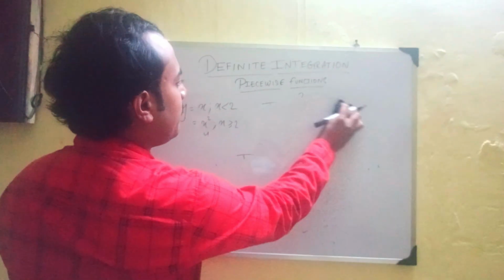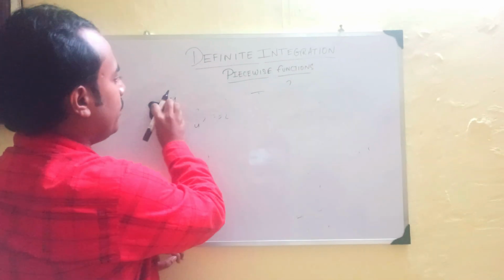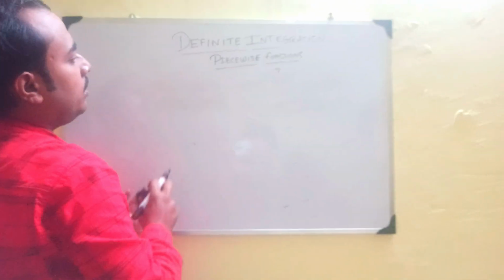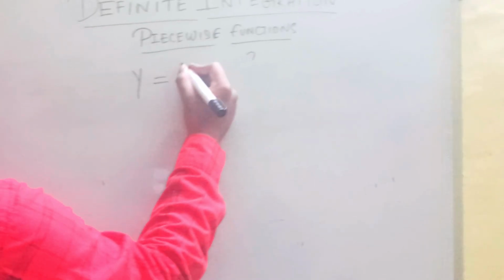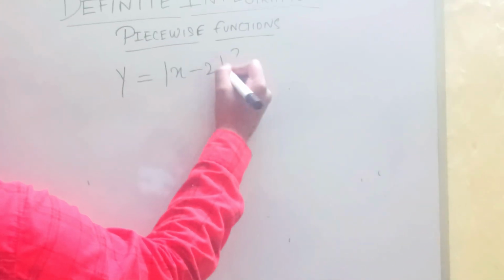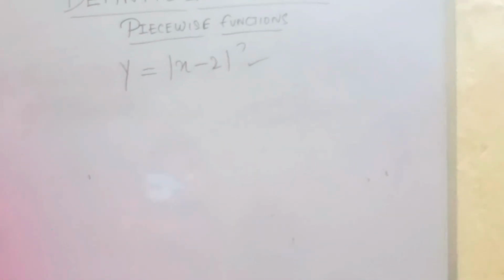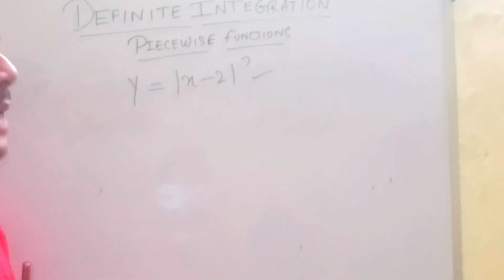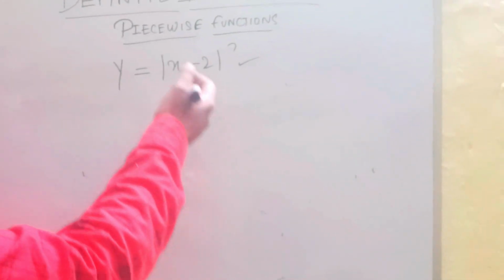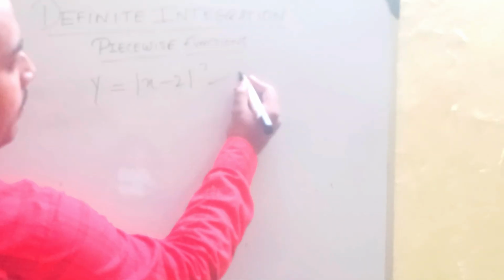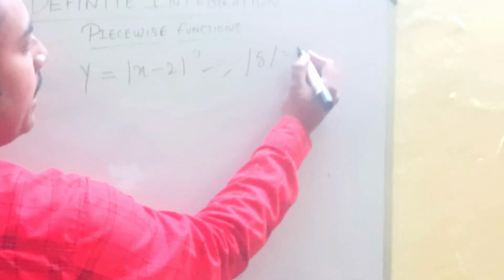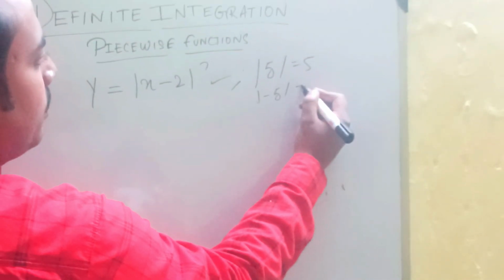So let's do another example actually, and this is a very important one. Let's say y equals mod x minus 2. Let's say this is our given function. So here mod denotes the absolute value function, right? So whatever you put in, whether it be a positive number or a negative number, it will always come out as a positive number. So for example, mod of 5 is 5, but mod of minus 5 is also 5.